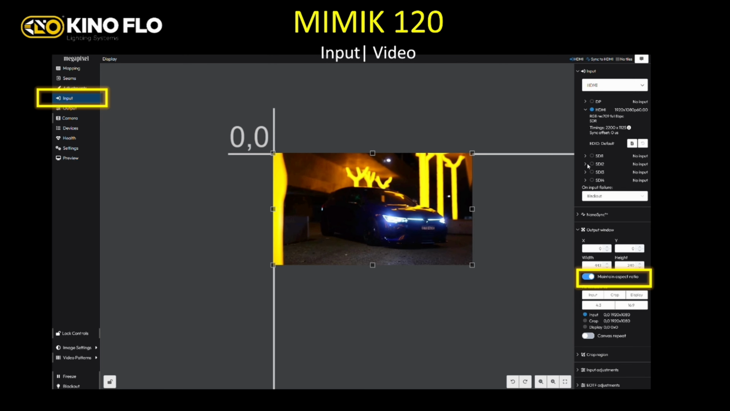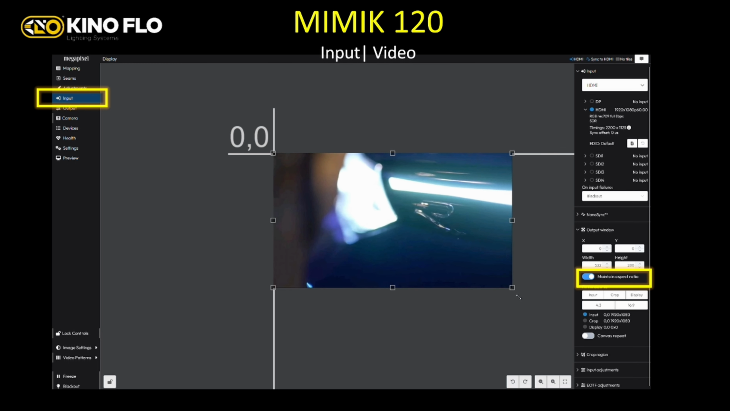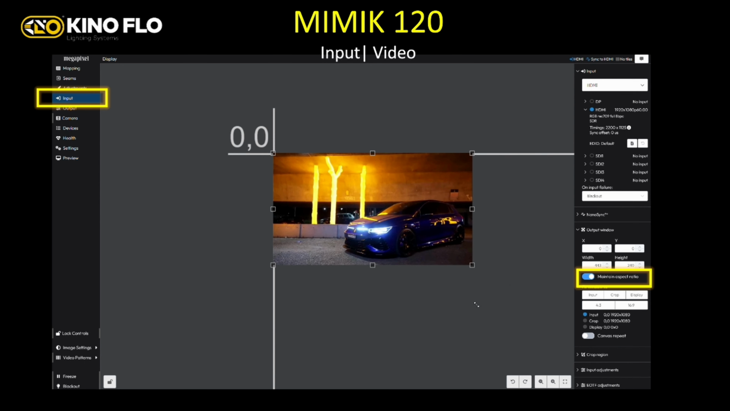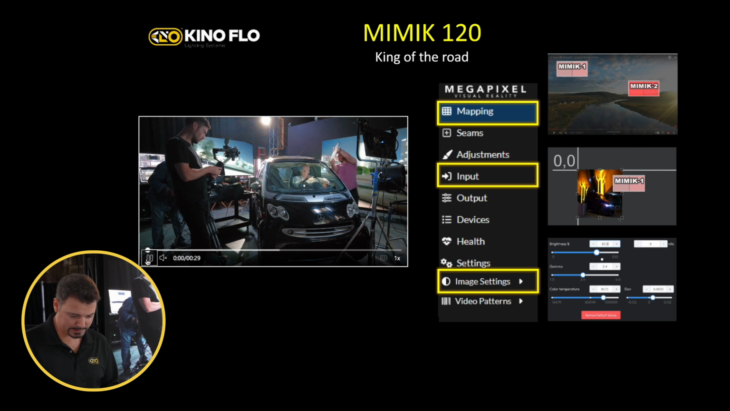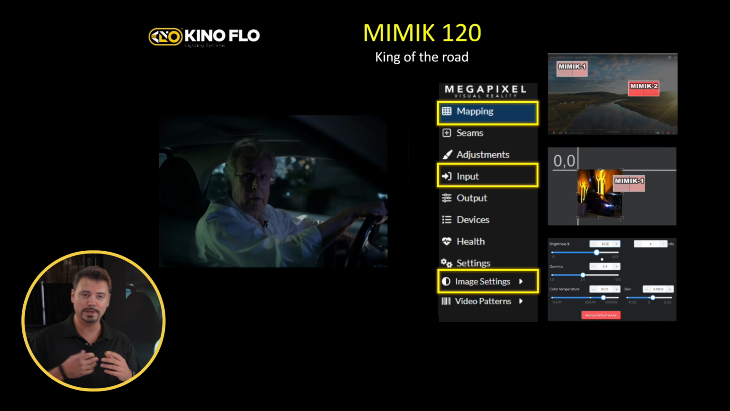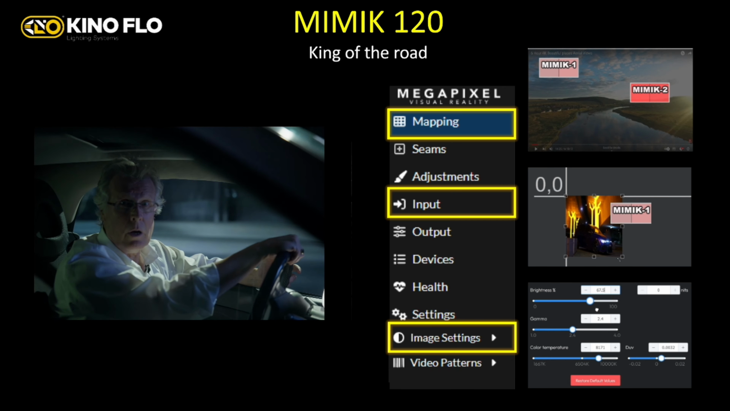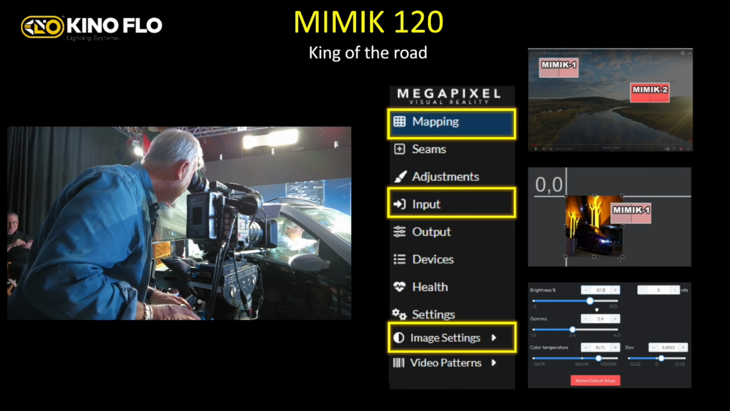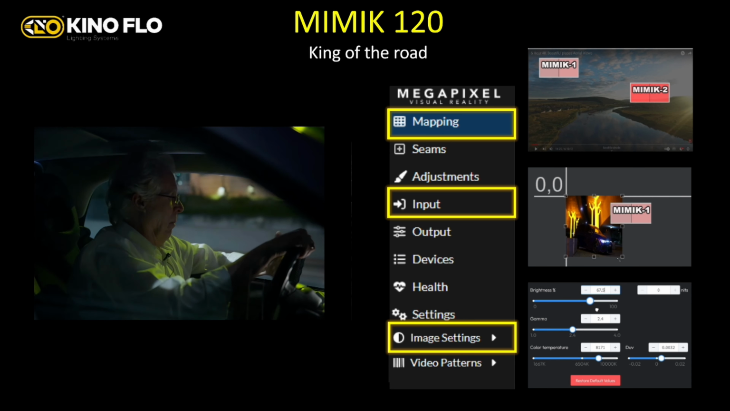Now under input, you can scale and stretch the canvas, our video file. That has a direct impact on the mapping part. This is basically zooming into the image for the Mimic. So with those 3 settings, you are already able to duplicate a scene like here. With mapping, you select the section that you want to display on the Mimic. With input, you scale your image. And with image settings, you can fine-tune brightness, color, and plus and minus green.